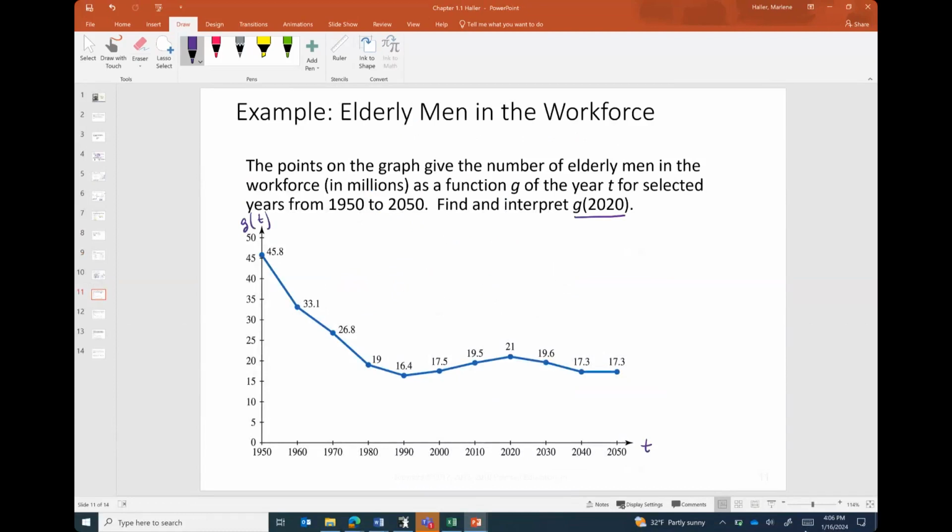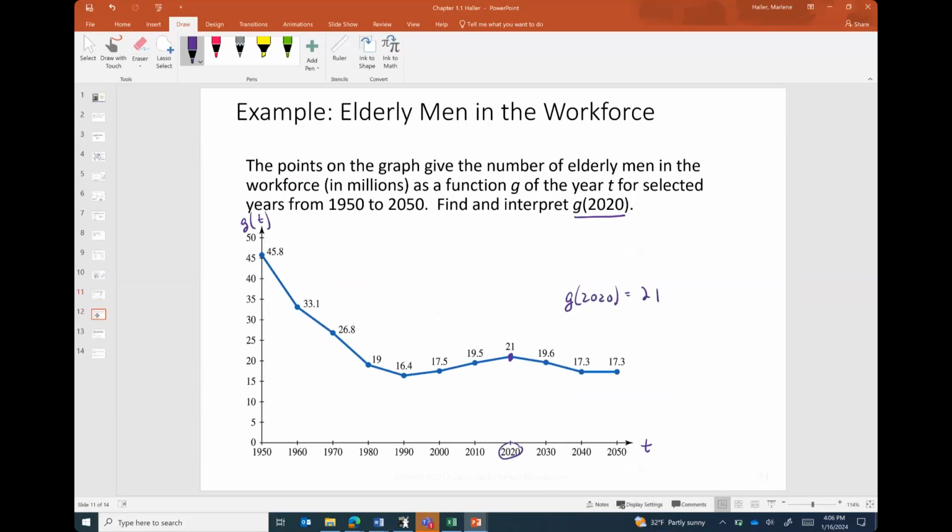So T is our independent variable, right? Our input or our domain. G of T would be our output, our dependent variable or our range. So G of 2020, where is the year 2020 on the graph? There's 2020 on the graph. It looks like it's here. So we can easily say that G of 2020 equals 21.